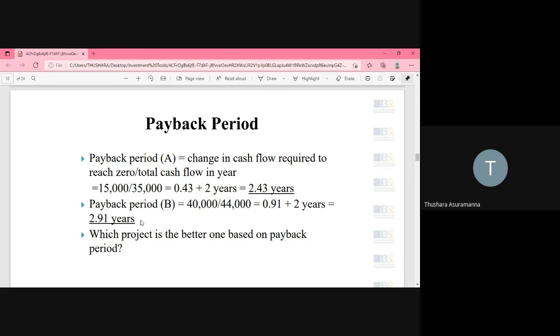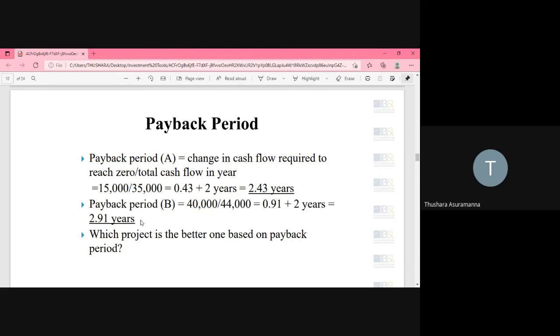But most frequently what we see is, we are not very much interested in going into computation of this fraction. We say just 3 years, 4 years, like that. But here, because it's very much closer, we can't say the payback is 2 years and 3 years.